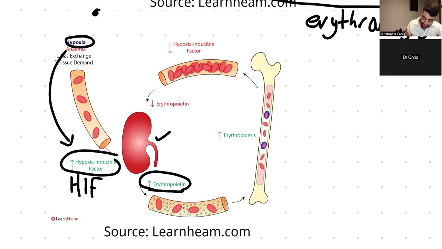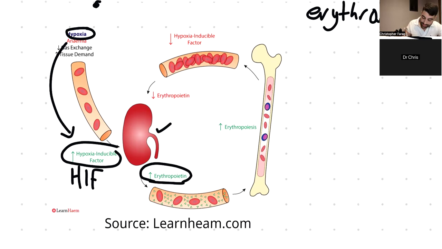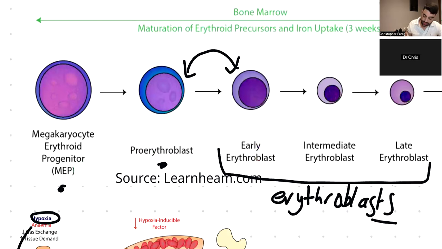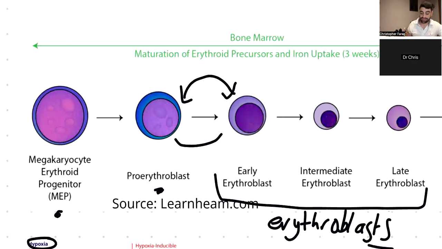Erythropoietin then travels to the bone marrow, as you can see, and it helps in the conversion of proerythroblasts into an erythroblast. So that's via EPO.